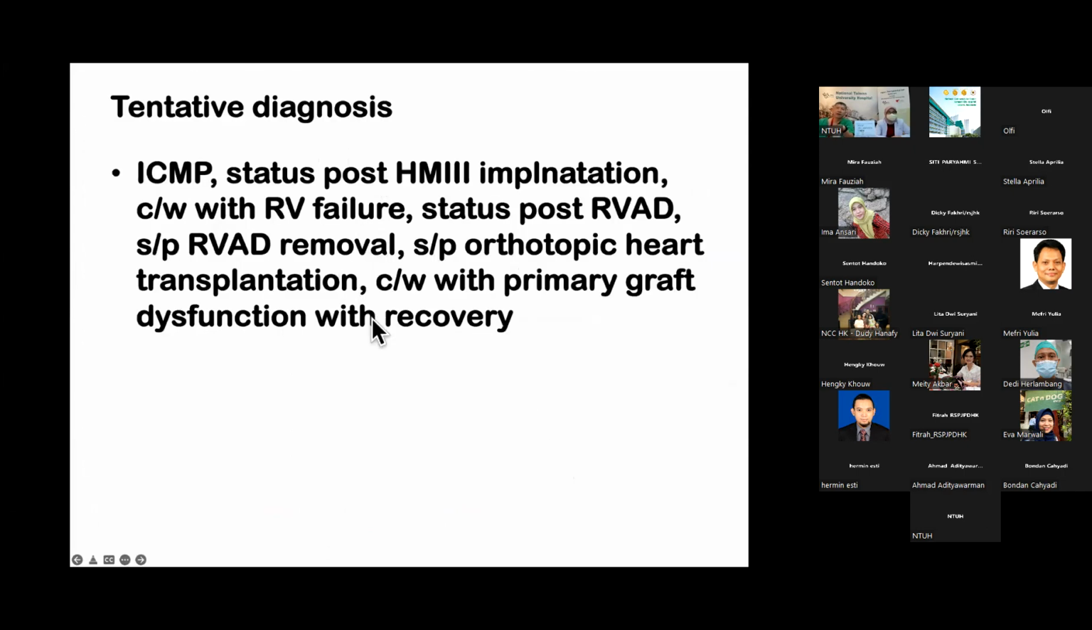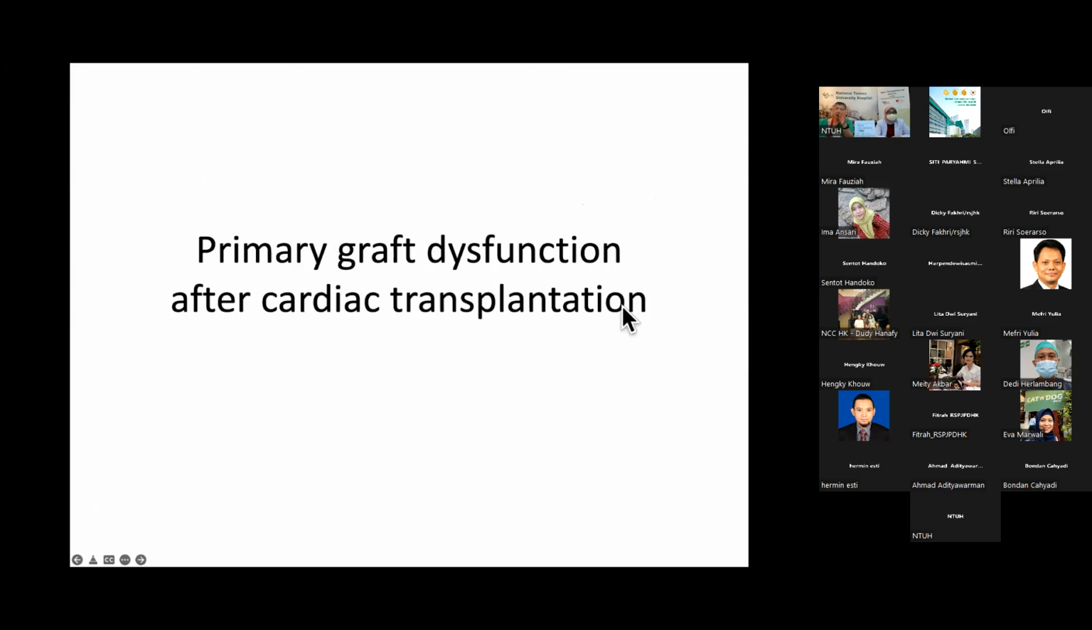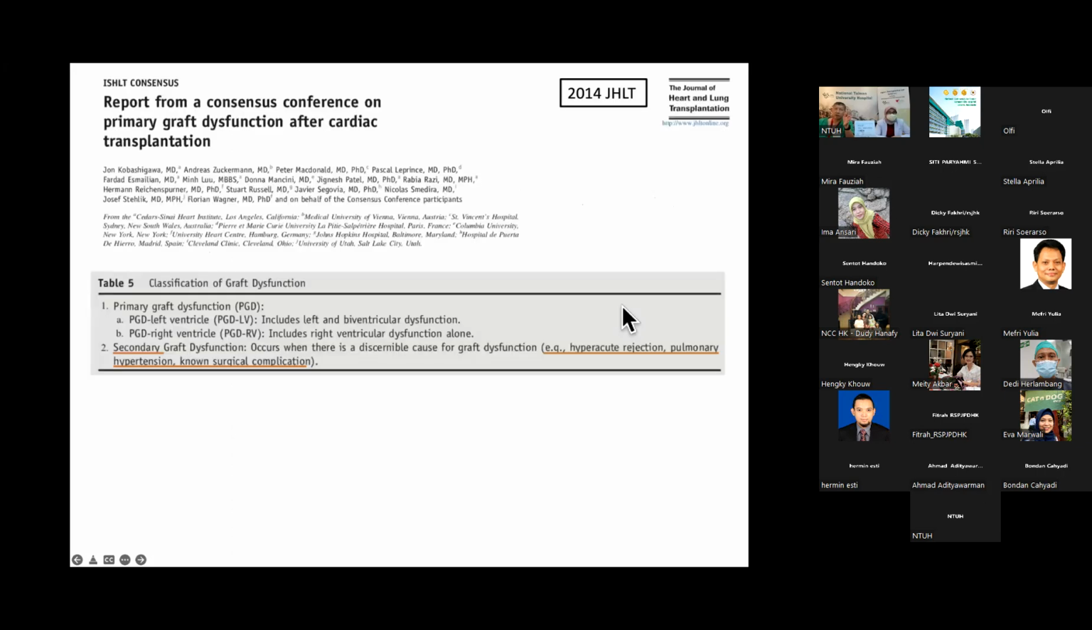Okay, so this is the case we encountered of primary graft failure with recovery. Okay, let's talk about the general condition of primary graft failure. Usually, in the past, I say it includes the left side and the right side. For the left side, you can see in the echo, they include left-side biventricular failure. And the right side is the myocardium; the left side is good, and the right side is distended.